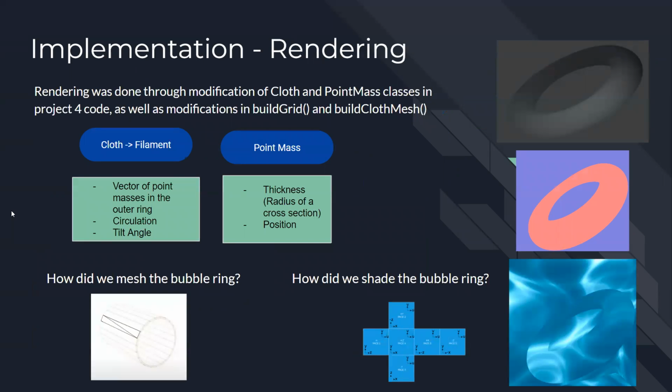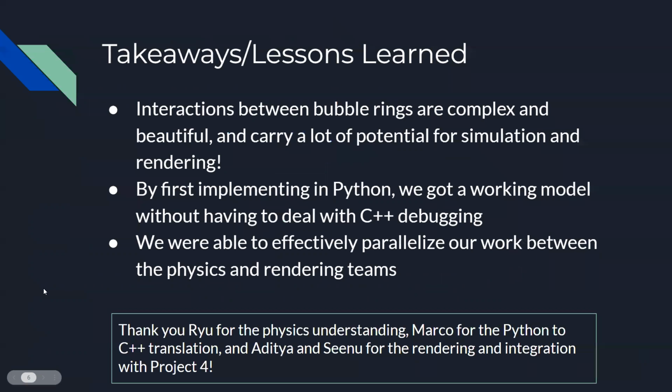For the C++ simulation, our starting point was Project 4 CloudSim because it was already able to render and simulate wireframes. We first meshed the outside of the bubble ring. The diagram in the bottom left illustrates how we did that, showing the meshing process for one segment of the bubble ring. To shade the bubble ring, we used a cube map version of water caustics as the environment, which lets us simulate the appearance of reflective ripples on the bubble ring surface.